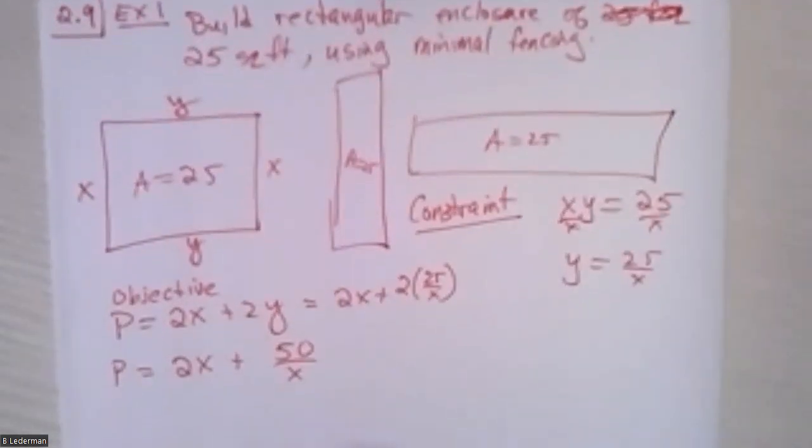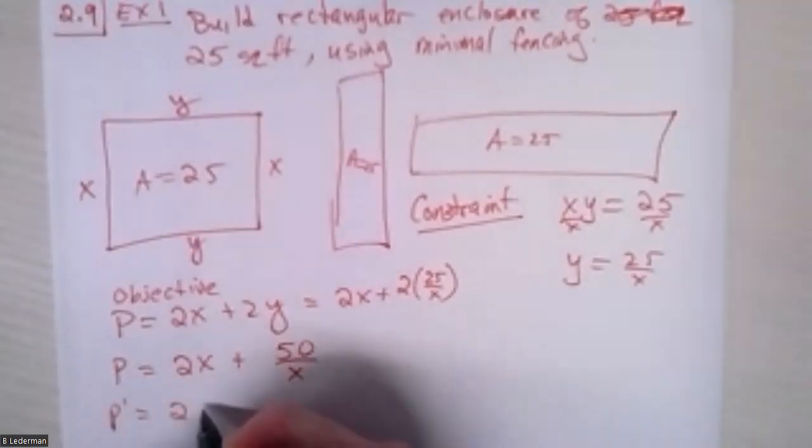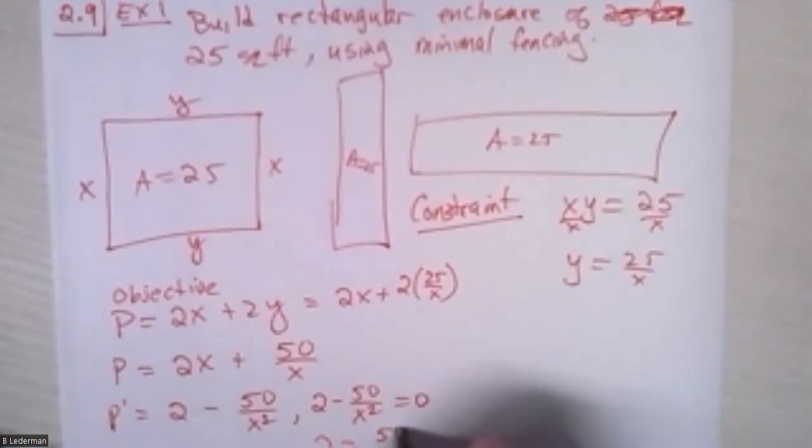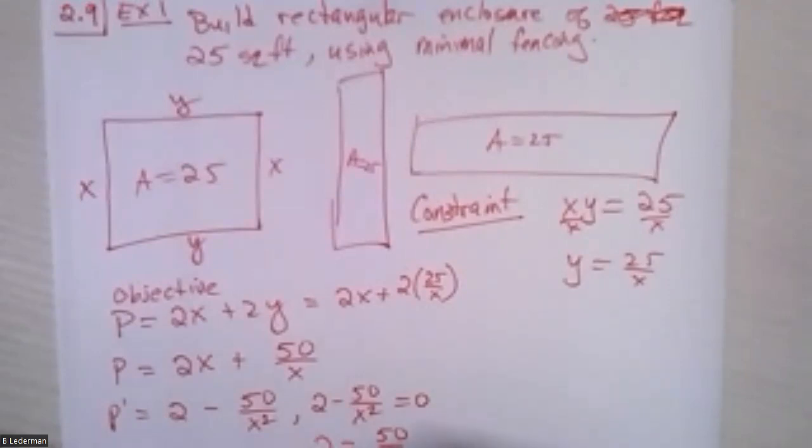Now I want to find the minimum, so I'm going to have to take a derivative. That's what happens. You take derivatives, and I get P prime equals 2 minus 50 over x squared. So I'm going to set this equal to 0, which gives me 2 equals 50 over x squared. Then I cross multiply, and I get 2x squared equals 50. Divide by 2, and I get x squared equals 25.